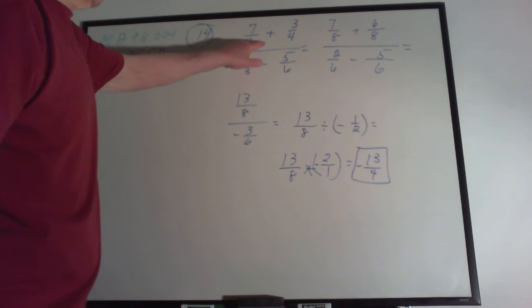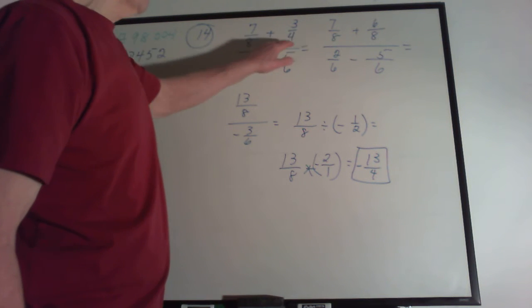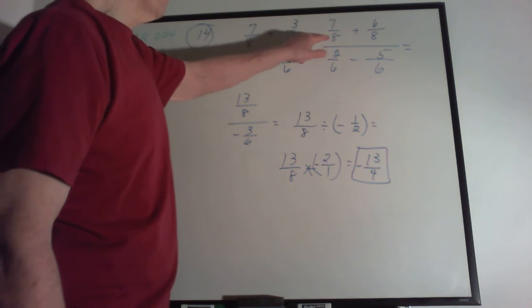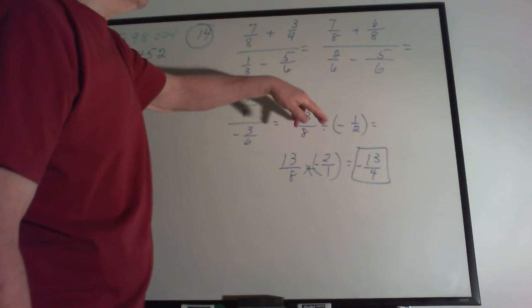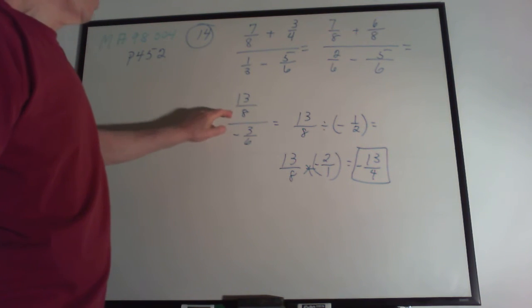All right, the common denominator here is 8. So I divide 8 by 8 times 1 is 7. 8 divided by 4 is 2 times 3 is 6. Add them together, I get 13 over 8.